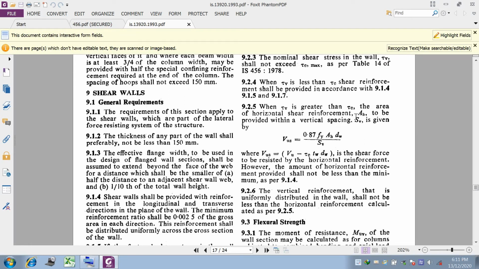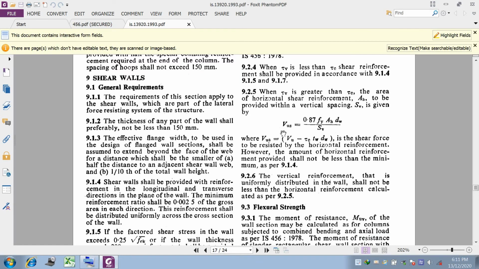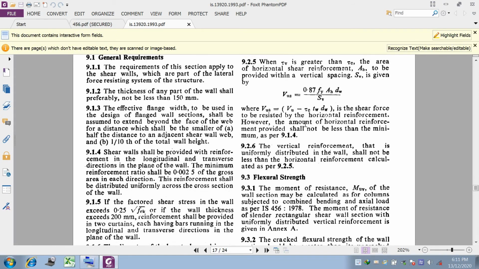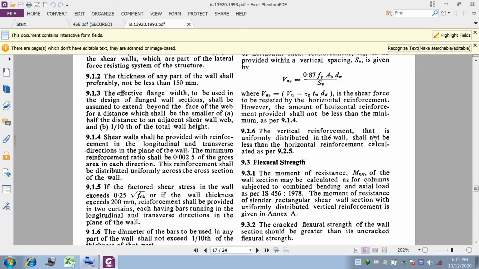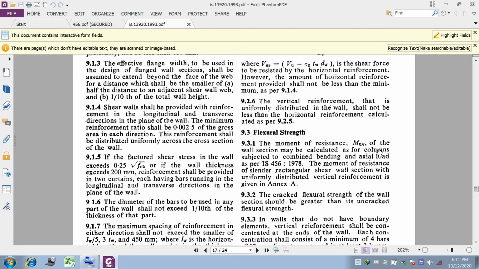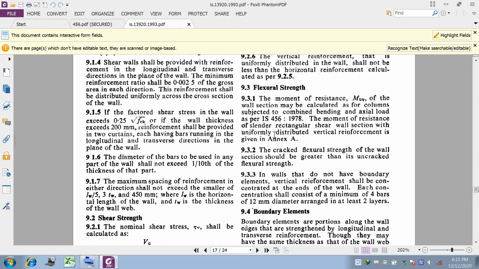Then if tau v is greater than tau c, the area of the horizontal shear reinforcement, that is Ah, is to be provided within the vertical spacing. The formula for spacing is exactly similar to IS 456: Vus is equal to 0.87 fy Ah dw by Sv. Okay, then Vus, we know the calculation of Vus: Vu minus tau c Tw dw. This is similar to the IS 456 formula. Then the vertical reinforcement that is uniformly distributed in the wall shall not be less than the horizontal reinforcement calculated as per 9.2.5.